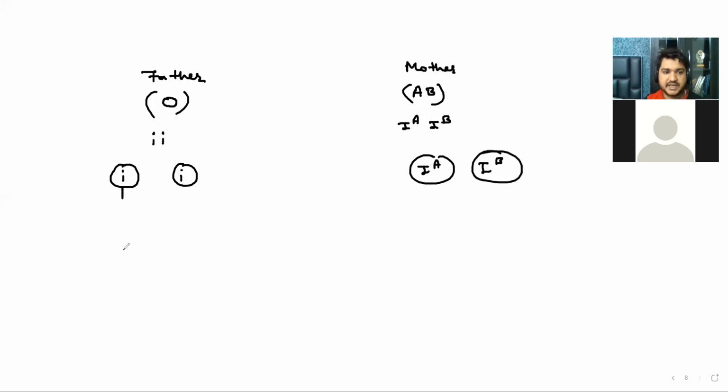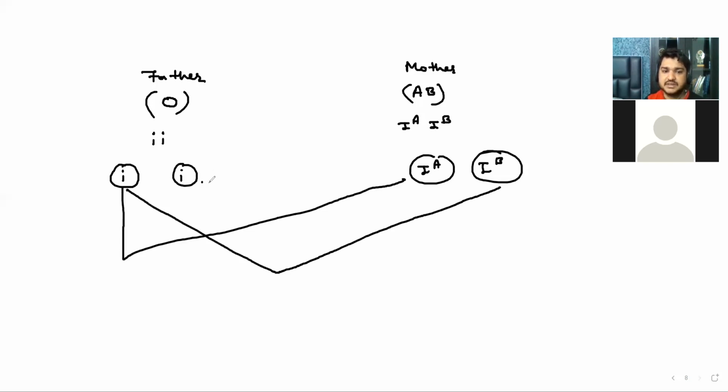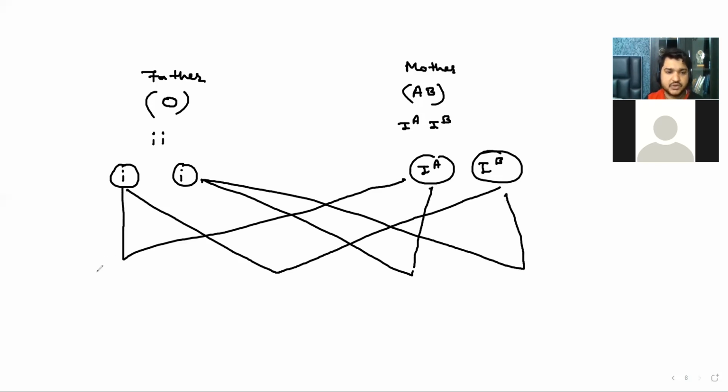So this can combine with this, and this can combine with this. So it will become IA small i, IB small i, again IA small i, and again IB small i, right? Codominance always has equal expression. This is the codominance, but right now we are just making a cross.